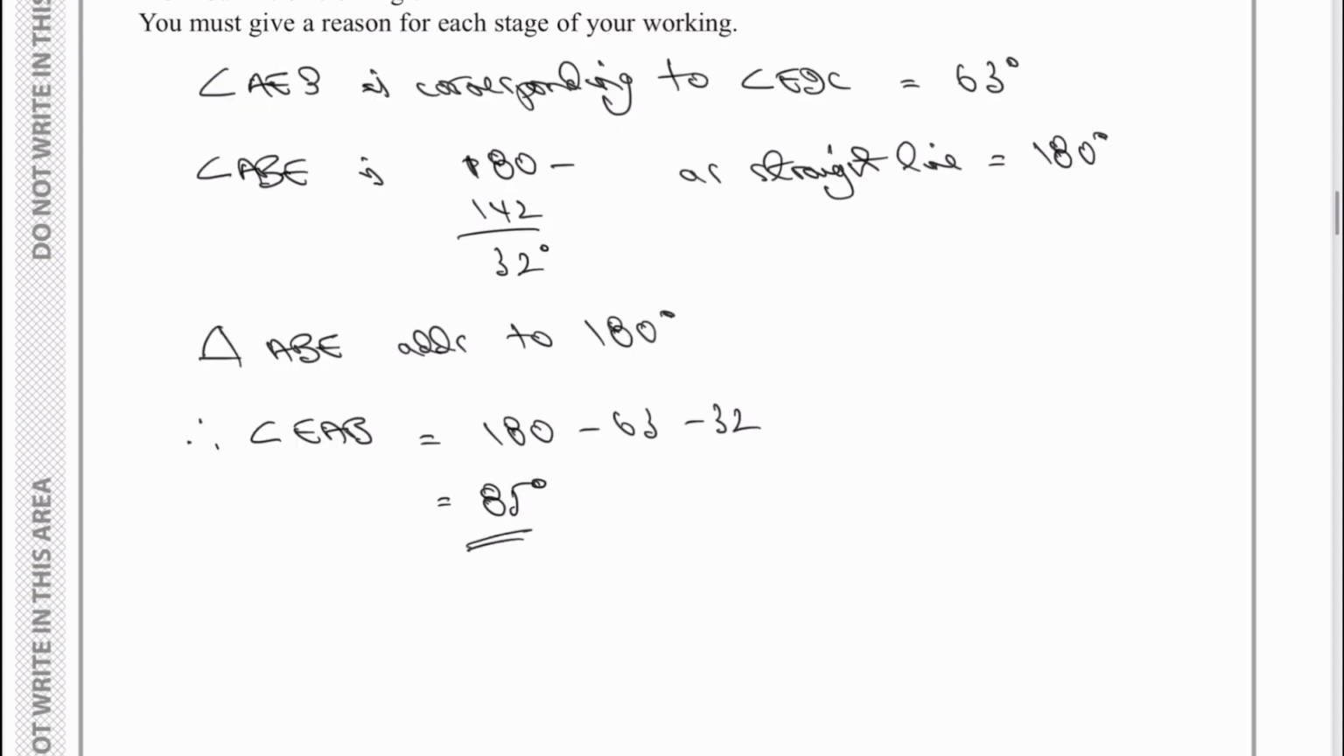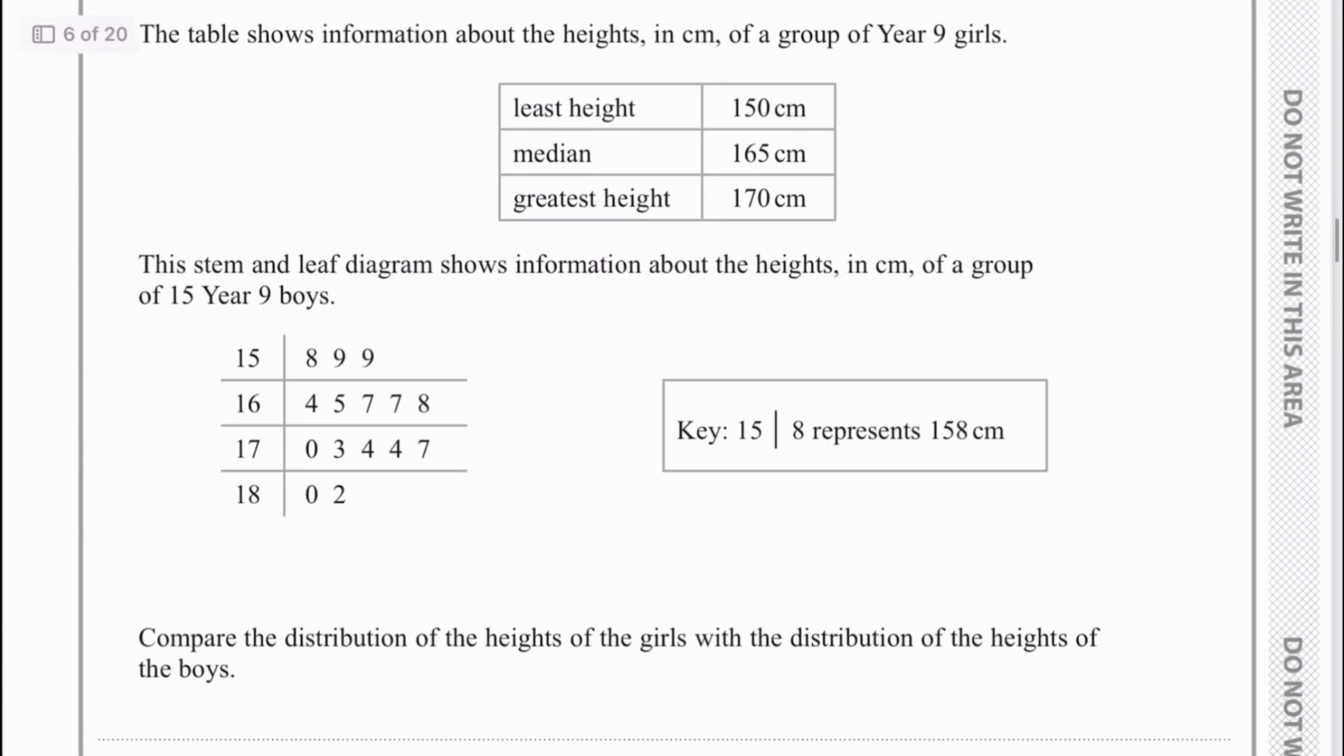Okay, let's move on then to question number 7, and this one is a stem and leaf diagram, which has had a little bit of a renaissance recently. Starting to see these a little bit more often with GCSE papers. Basically, it's asking us to compare the distribution of the heights of girls with the distribution of the heights of boys. Okay, so it's going to be okay, but again a little bit of writing.